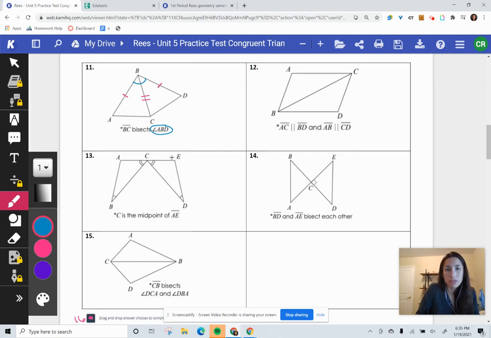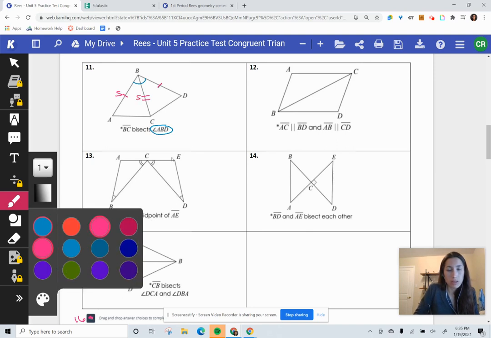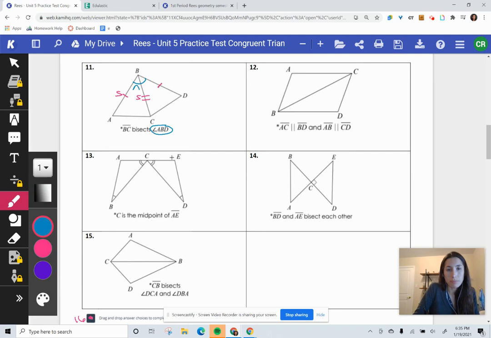So then we can say, okay, we've got our side marked here and another side marked here, and then we've got an angle that's marked. And if I were to trace out both of those sides to the angle, it actually connects to both sides. So this is congruent because of side angle side. Our angle is in between the two sides. Number 11 is side angle side.